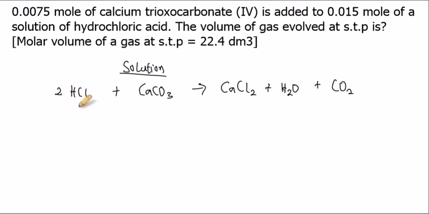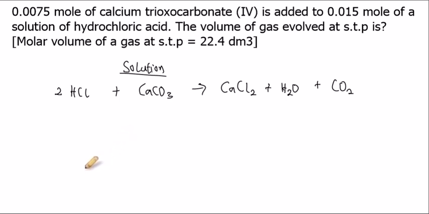For chlorine we have 2 on the reactant side, and the product side has 2 as well. Calcium is 1 on the product side, and carbon and oxygen are 3 on both sides. So we have a balanced chemical equation. From here we proceed to attempting the question.